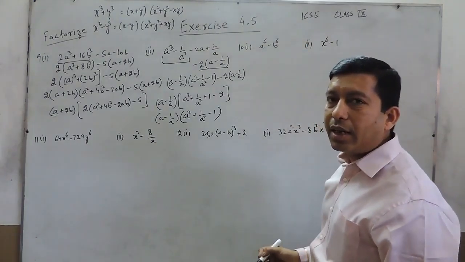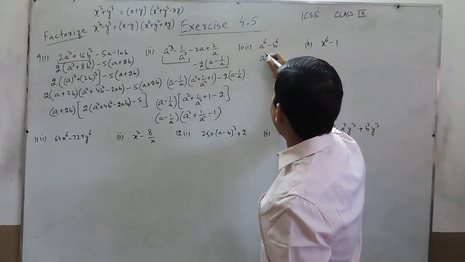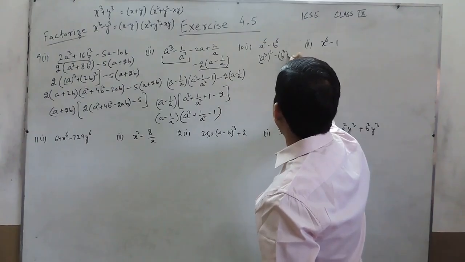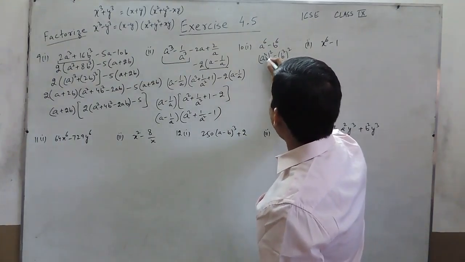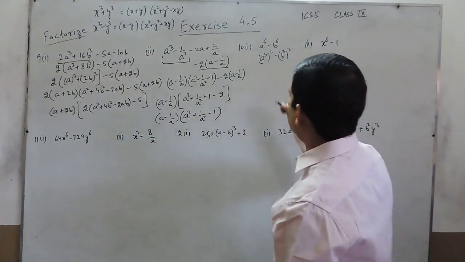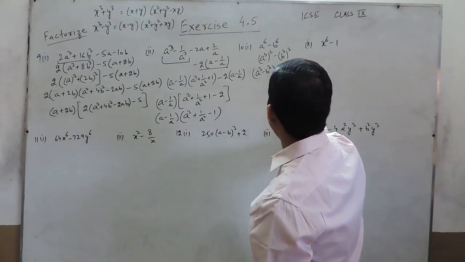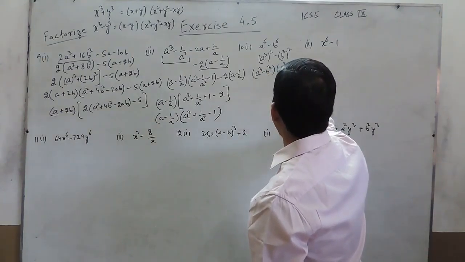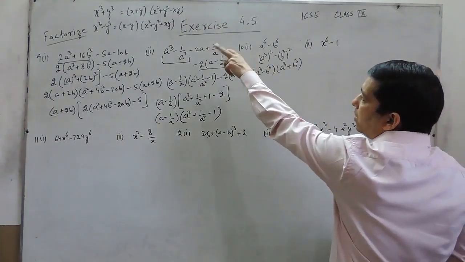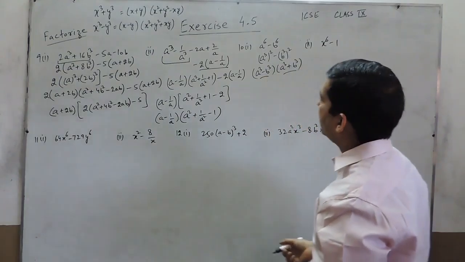This can be solved in 2 different manners. One is, we can write a cube whole square minus b cube whole square. Because we know that x square minus y square is x minus y multiplied by x plus y. So it is a cube minus b cube in the first format and a cube plus b cube in the second format. Here we will apply both the formulas, which will be a cube minus b cube as well as a cube plus b cube.